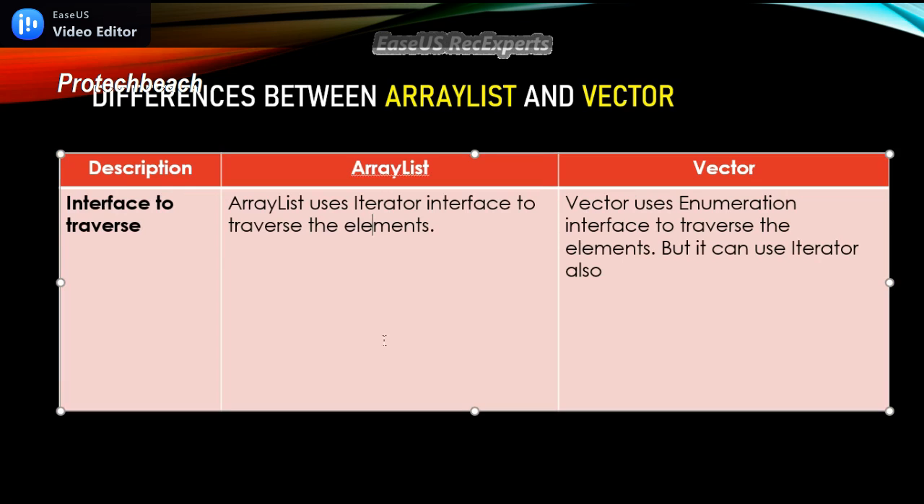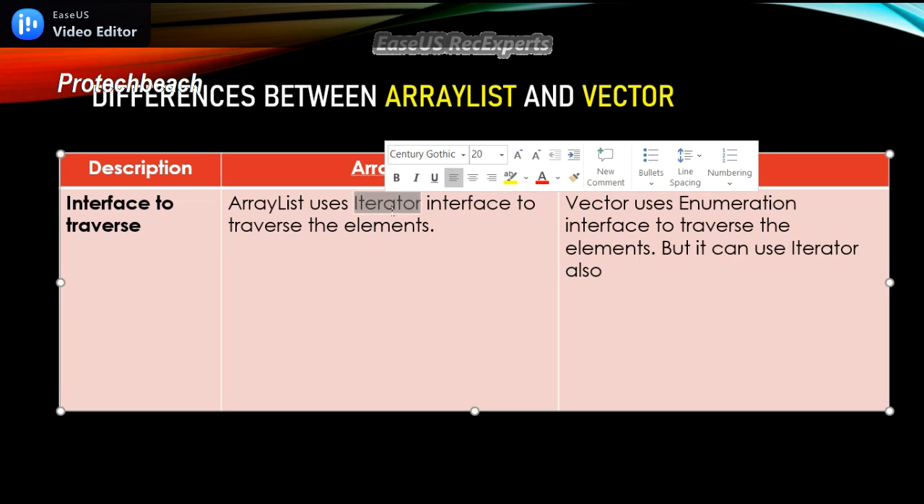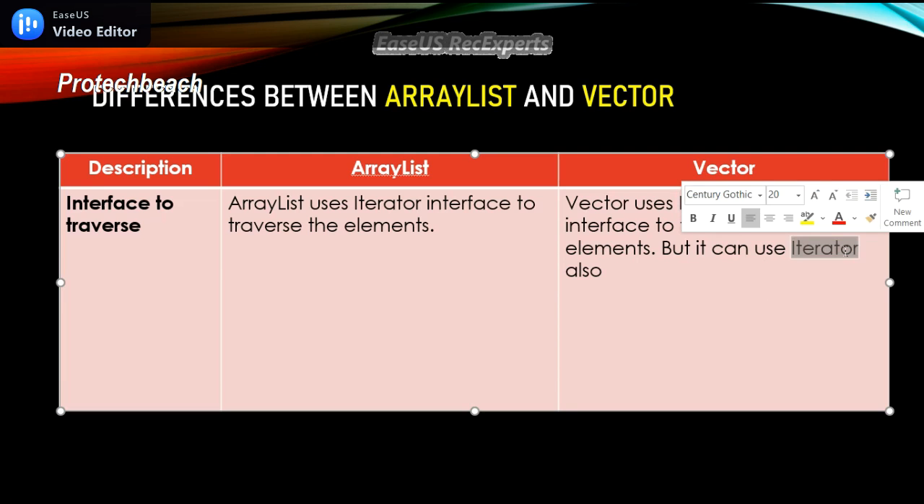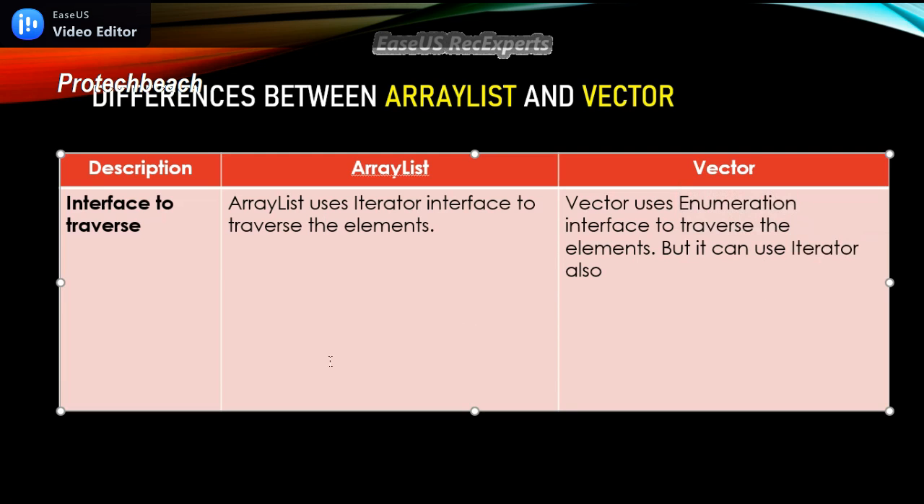So how to iterate the data from ArrayList and Vector. Here we use the Iterator interface to extract or traverse the data from ArrayList. But in case of Vector, we have the Enumeration interface, and Vector also works with the Iterator interface as well. Okay, so these are the differences.